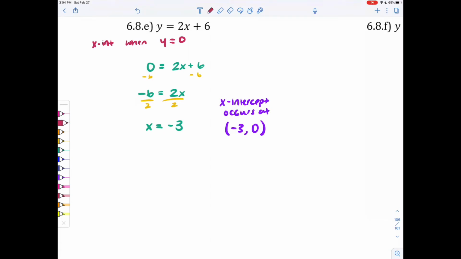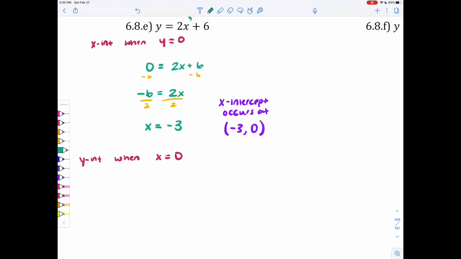All right, we can also solve for the y-intercept. The y-intercept occurs when x is equal to 0. So at this point, I am going to plug in a 0 every single time I see an x in that equation, and I'm going to solve for y.